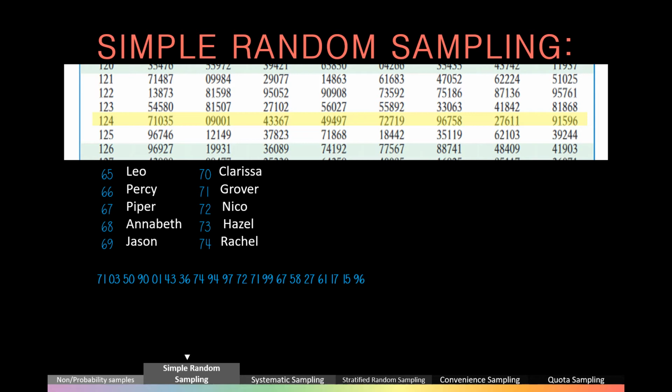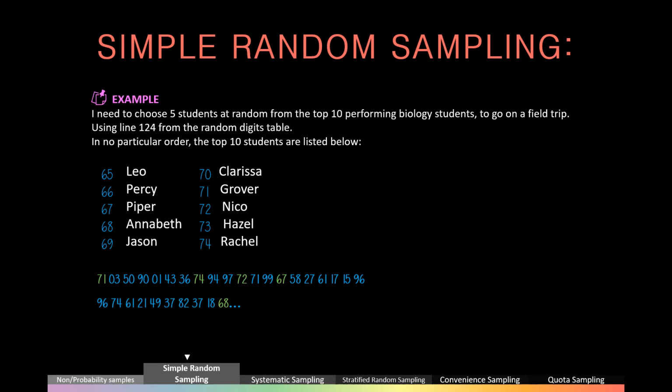Having done that, I realized that once I reached the end of line 124, I still would not have 5 possible winners. In this case, what you would do is move on to the next line and list all of those numbers, and keep going until you get the number of winners. Next, you would remove anything out of your range, and then remove any duplicates, and then choose your winners. So I skipped the previous 2 steps, and you can see 71, 74, 72, 67, and 68 are winners. And these numbers correspond with Grover, Rachel, Nico, Piper, and Annabeth. So these are the 5 students who will be going on the field trip.